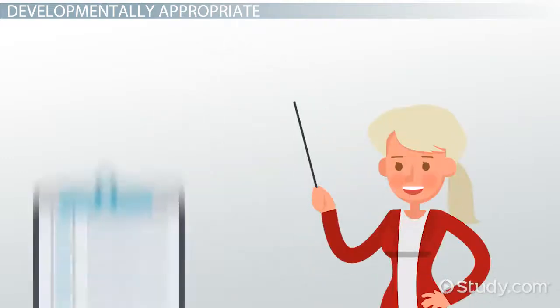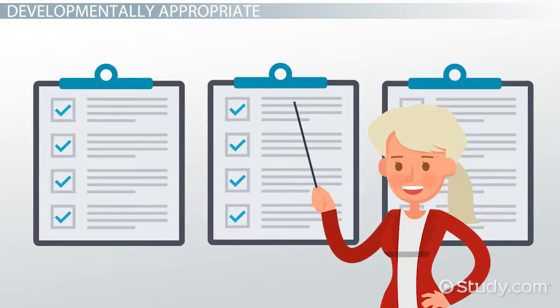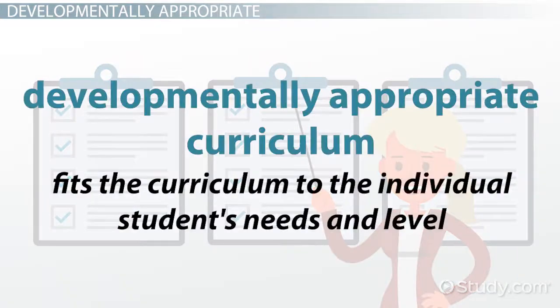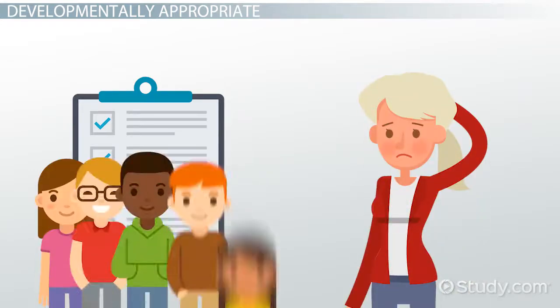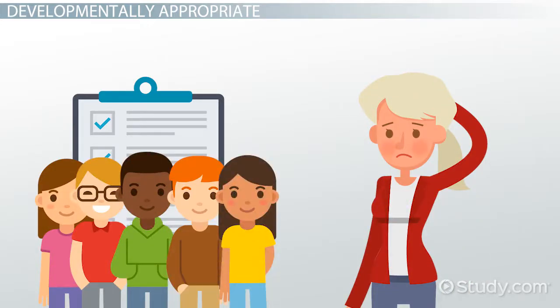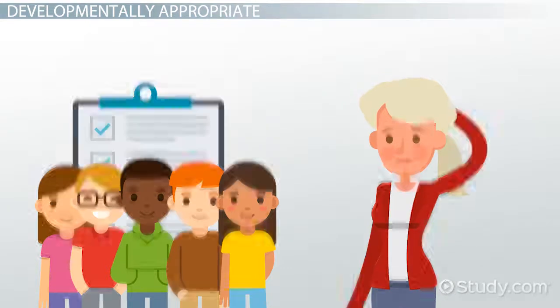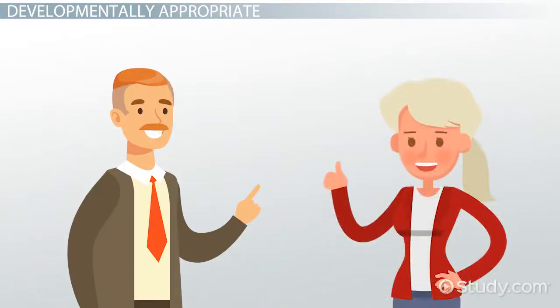New approaches in Angela's school require her to select, develop, and use developmentally appropriate curriculum. Instead of the child adjusting to curriculum, this method fits the curriculum to the individual student's needs and level. Angela is a little worried about this method. How will she be able to choose curriculum for all her students? What criteria should she use? Luckily, her principal has provided her with several resources to help her out.